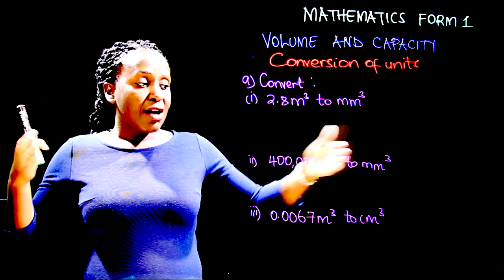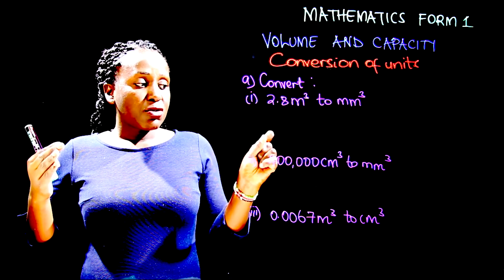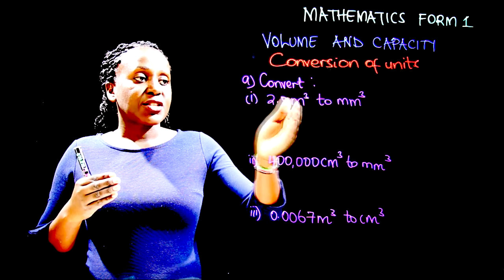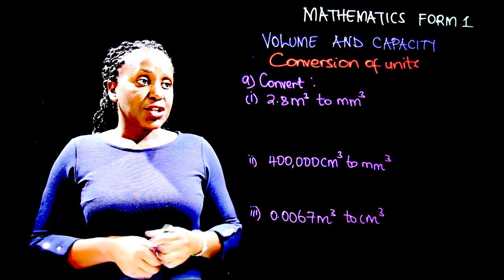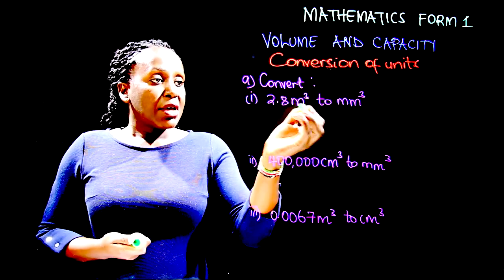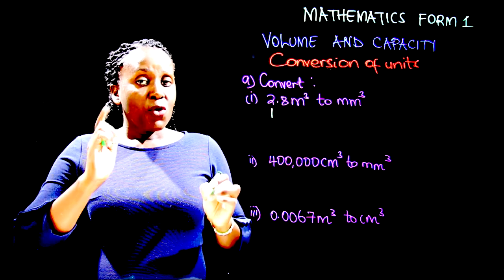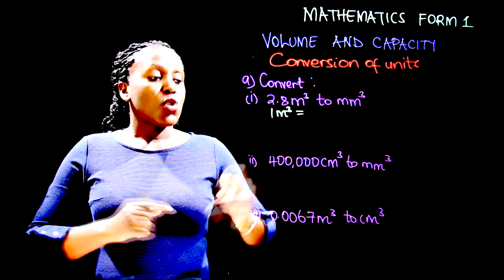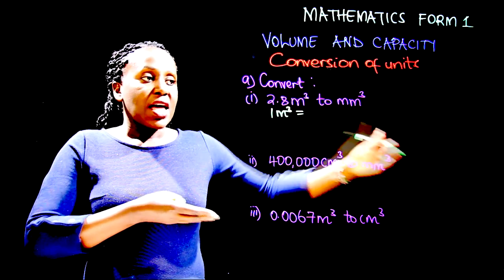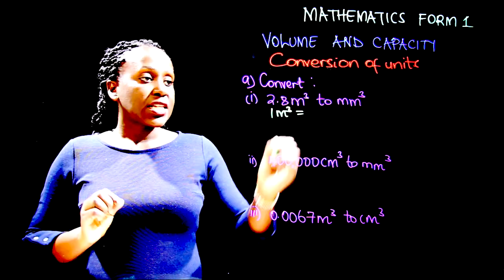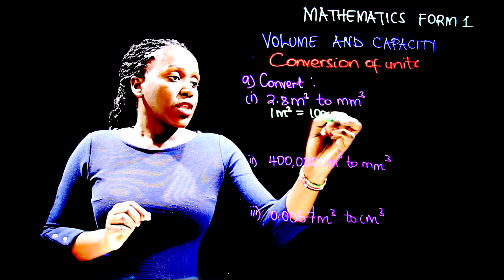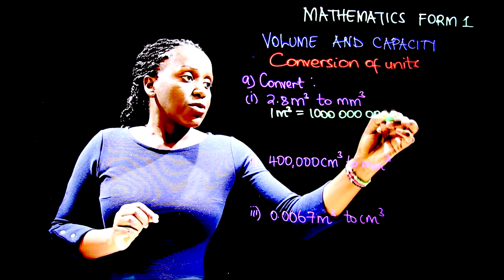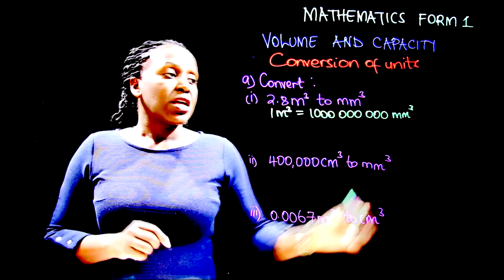You can imagine how long 1 meter is and how small a millimeter is. So meters cubed is bigger than millimeters cubed. The bigger unit is the one that you give 1, such that 1 meters cubed will be equal to so many millimeters cubed, and in this case it is 1 billion. So we have just learned that 1 meters cubed is equivalent to 1 billion millimeters cubed.